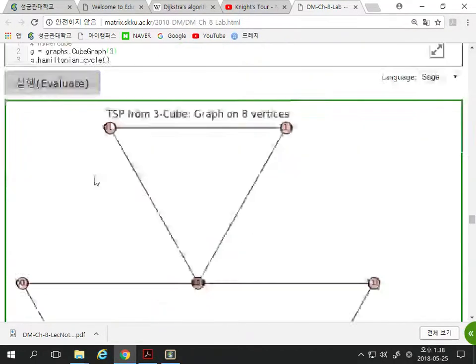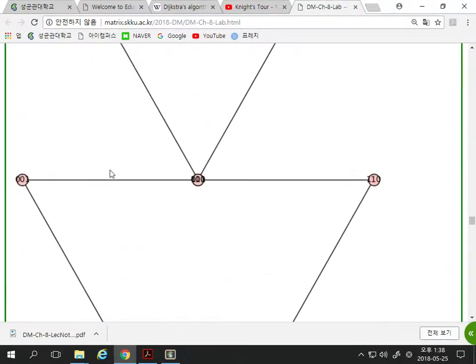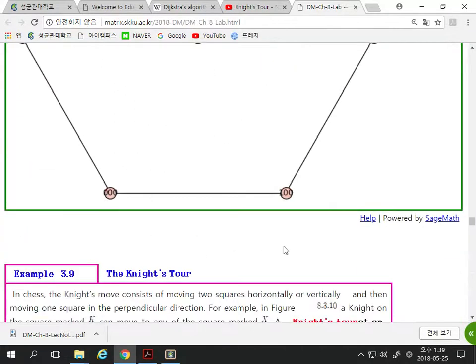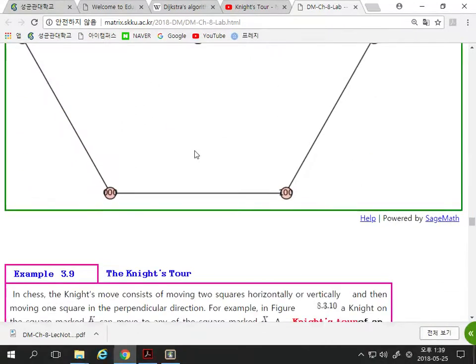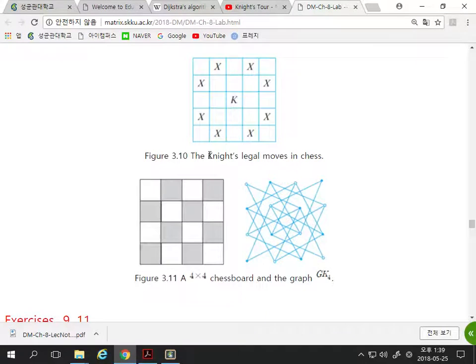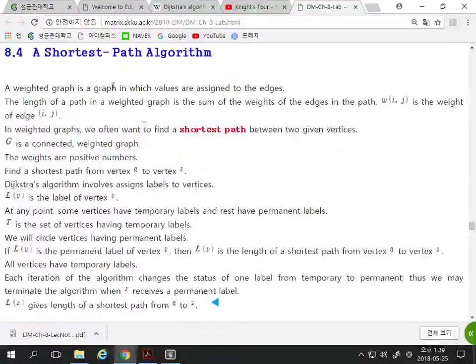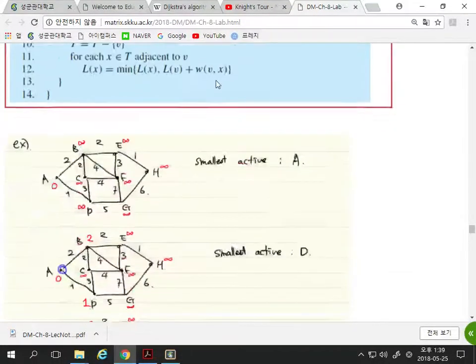But in this case we have 8 vertices, and this is the Hamiltonian cycle that we are looking for. And it's all that can be done with the modification of that code. And this is a nice tour that you just looked at. And now we start the shortest path algorithm, and this is Dijkstra's shortest path algorithm.